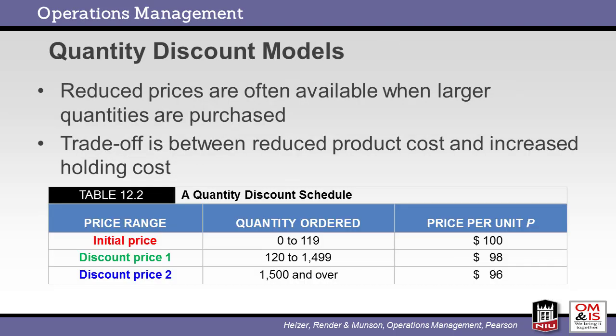Now we look at the situation where quantity discounts are available from the supplier. In this example, the base price is $100 per unit. However, if we buy from 120 to 1,499 units, the price drops to $98 per unit. Similarly, order quantities in excess of 1,500 units are at a $96 price per unit. We need to decide if we minimize our costs by taking advantage of these price breaks.